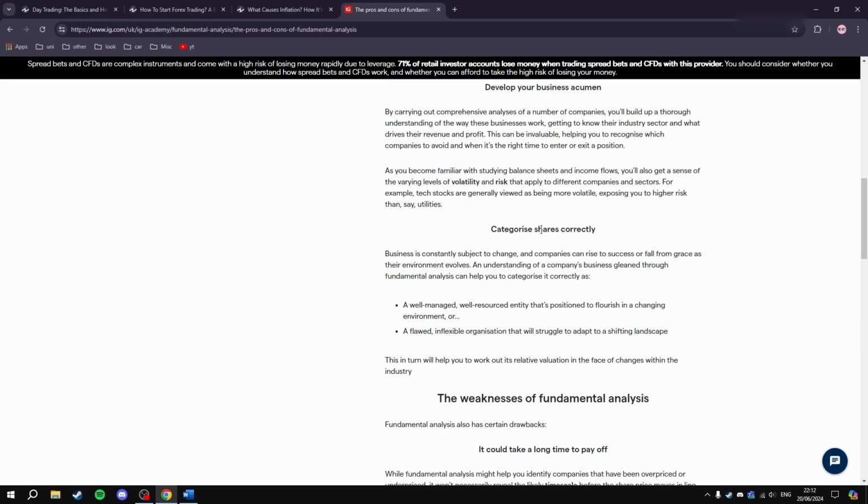This can be invaluable, helping you to recognize which companies to avoid and when it's the right time to enter and exit a position. As you become familiar with studying balance sheets and income flows, you will also get a sense of the varying levels of volatility and risk that apply to different companies and sectors. For example, tech stocks are generally viewed as being more volatile, exposing you to higher risk than, say, utilities.